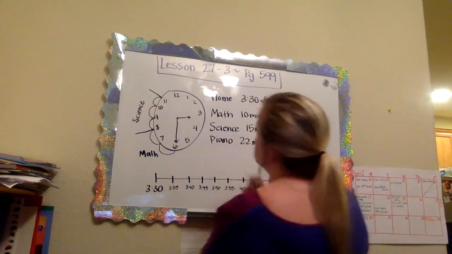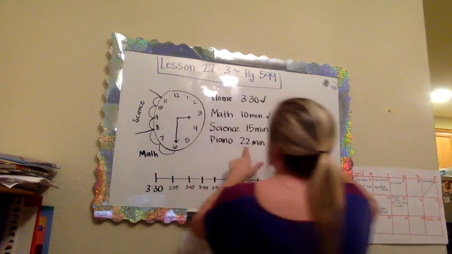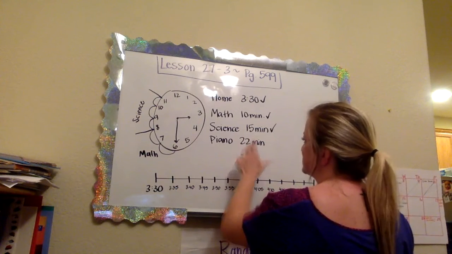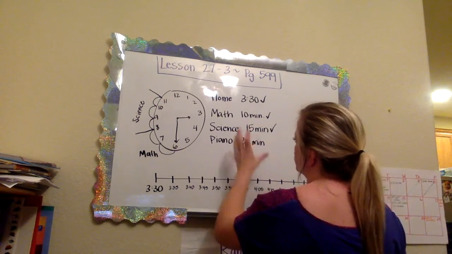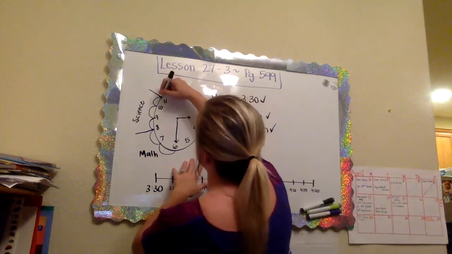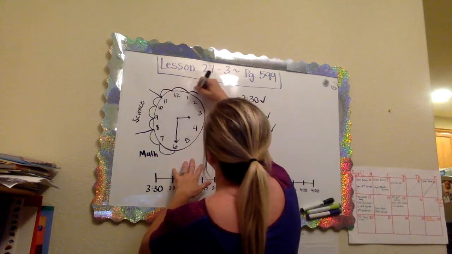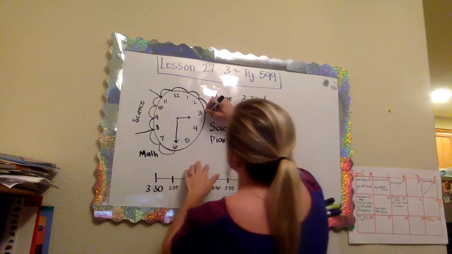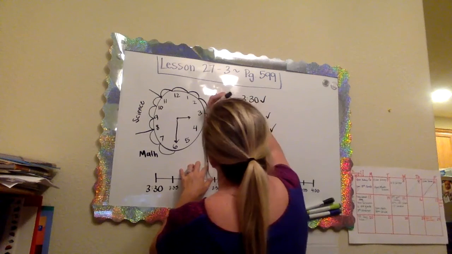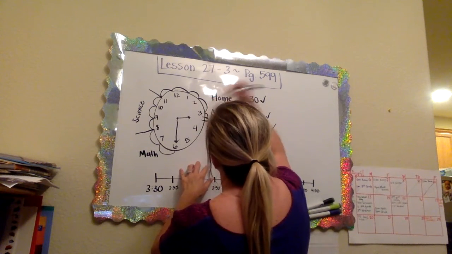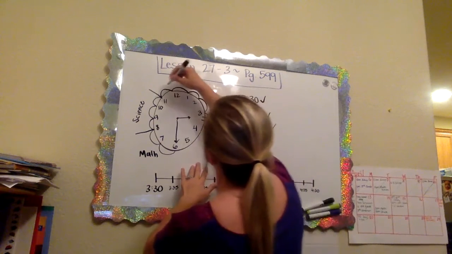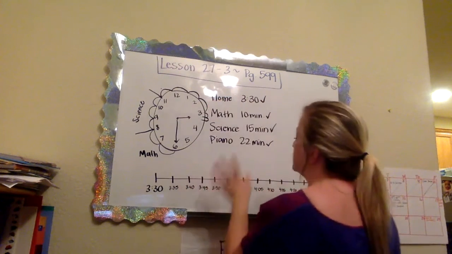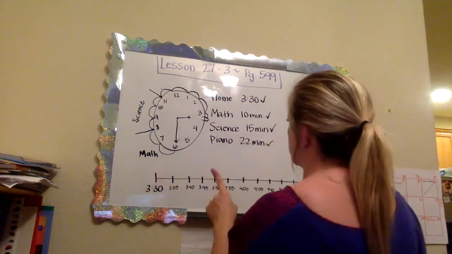Piano is 22 minutes. So I'm going to jump by 5s, and then I'm going to jump by 1s because this isn't 5 whole. There's 2 that are left over. So I'm going to go 5, 10, 15, 20, and then that's when we're going to count by 1s. 21, 22. All right, cross it off. Double check. 5, 10, 15, 20, 21, 22. Do you see how I did that? Counted by 5s, and then I counted by 1s.